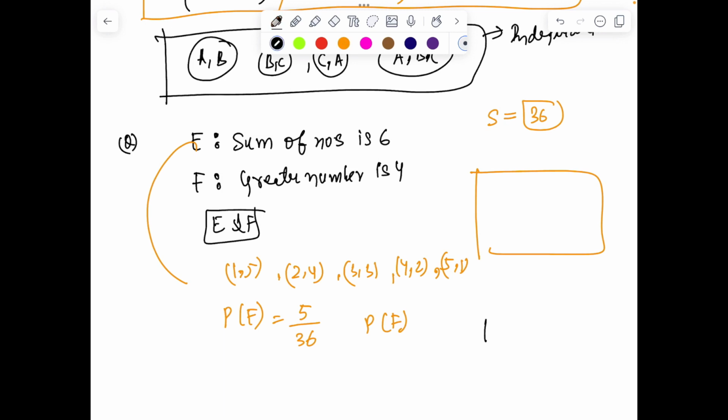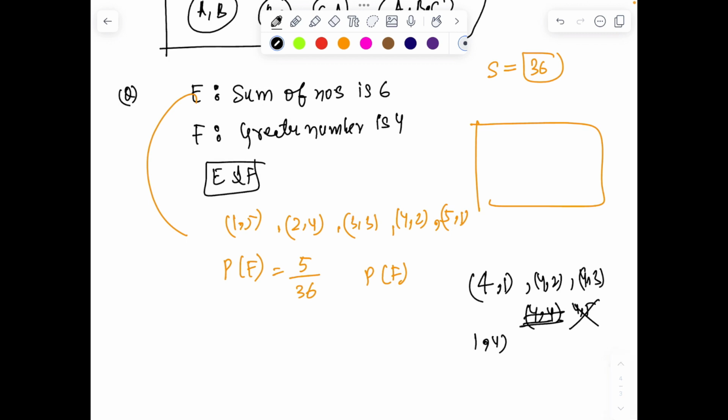What's the chance of getting F? The greater number is 4, so we'll have 1 4, 2 4, 3 4, 4 4, and 4 5 is not possible. Is 4 4 possible? Clearly not, because the greater number should be 4, and here both are equal, so I am discarding that. What about 1 4, 2 4, and 3 4? It's possible, because when a dice is thrown twice, we want the greater number to be 4. So we have 3 and 3, 6 cases. So P of F we are getting 6 by 36.